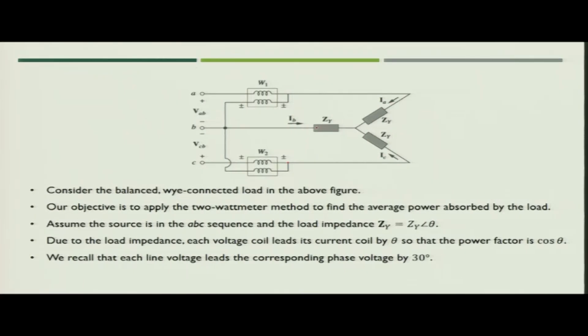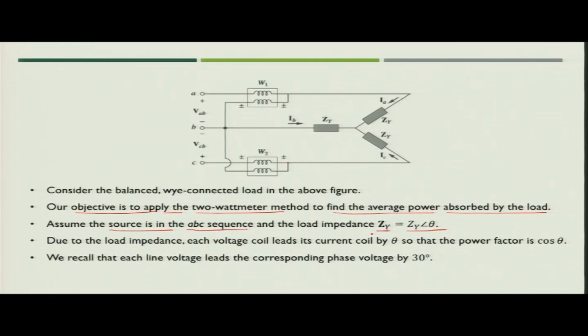Now, for simplicity we have assumed that the load is balanced. So, we will say the impedance of the load is ZY in all three phases. Now, the objective for this particular study is that we will apply the 2 wattmeter method to find the average power absorbed by the load. Since we have considered the Y connected load and we assume the source is in ABC sequence, the ZY, if you convert it into phasor, will be a magnitude with some angle theta.